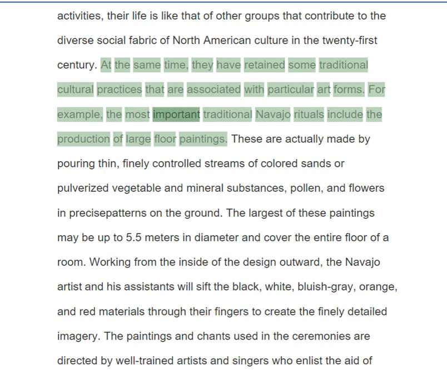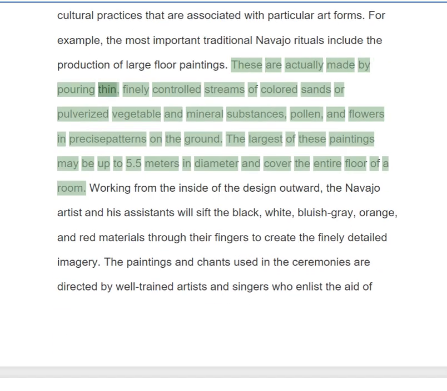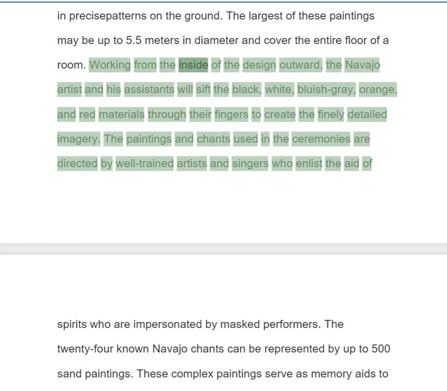For example, the most important traditional Navajo rituals include the production of large floor paintings. These are actually made by pouring thin, finely controlled streams of colored sands or pulverized vegetable and mineral substances, pollen, and flowers in precise patterns on the ground. The largest of these paintings may be up to 5.5 meters in diameter and cover the entire floor of a room. Working from the inside of the design outward, the Navajo artist and his assistants will sift the black, white, bluish-gray, orange, and red materials through their fingers to create the finely detailed imagery.